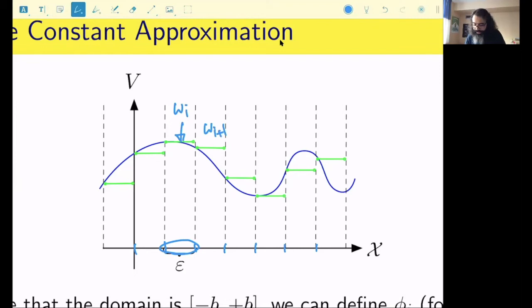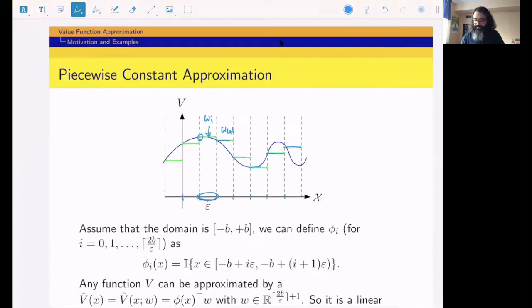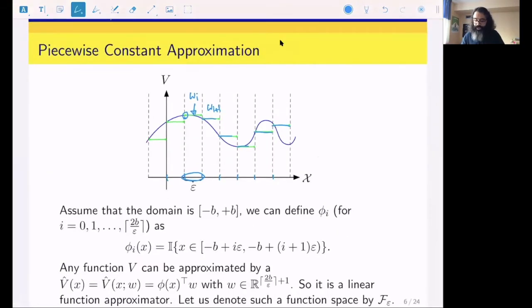Here you see that I'm defining these constant functions by the value of the blue function, the true function, at the left side of that region. So these are kind of following it. And this would be an approximation of this curved function by a piecewise constant.